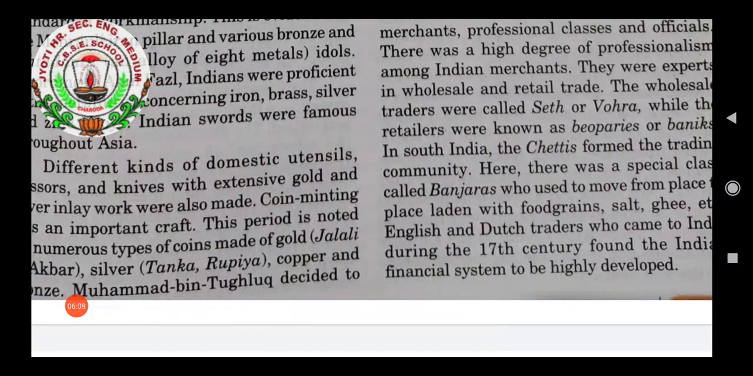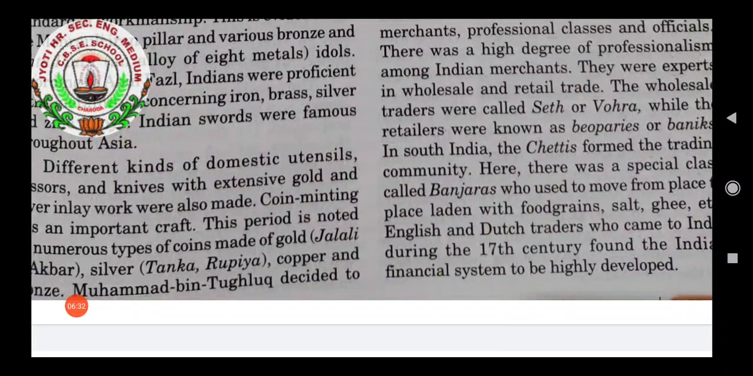Now beside these Vyaparis, Seth, Vora, Chetis, one more group was there, that was Banjaras. These Banjaras were a special class of people who moved from one place to another, and they carried with them food grains, salt, ghee, etc.